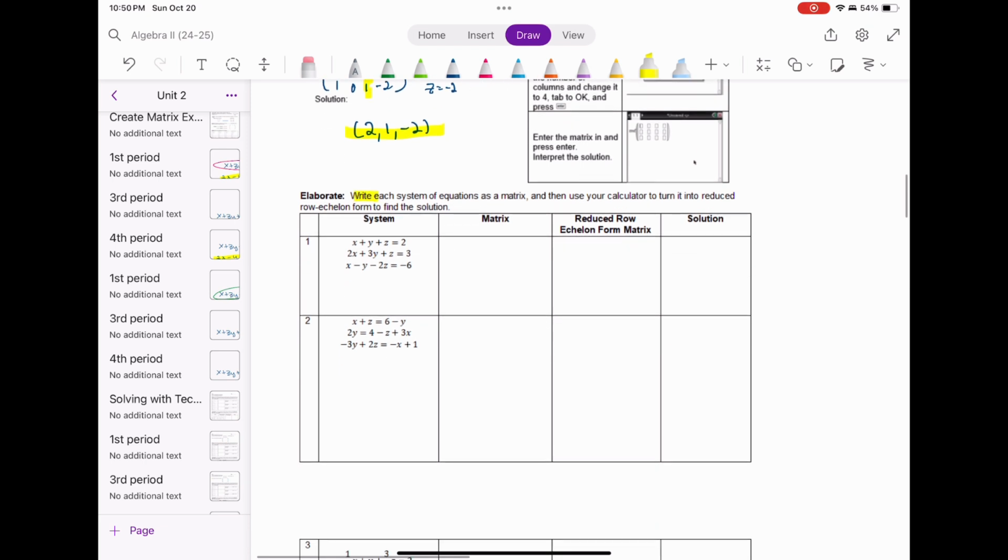For the elaborate one, you can pause the video, complete it, and then come back to check your work. I'm not going to do all of them, but I will do some of them if you want to follow along, or if you want to open the exemplar in Schoology. It also has the answers so that you can check your work and follow along with it.